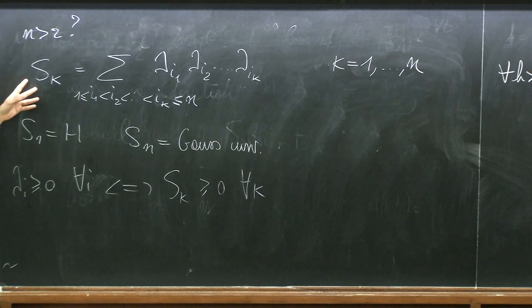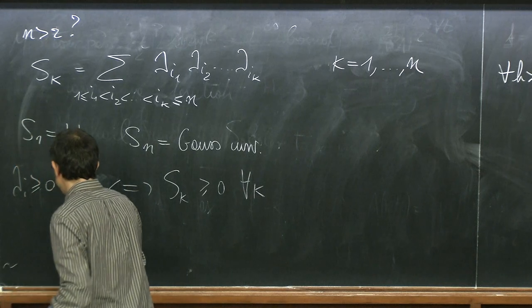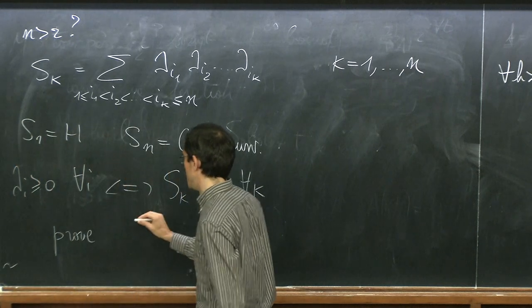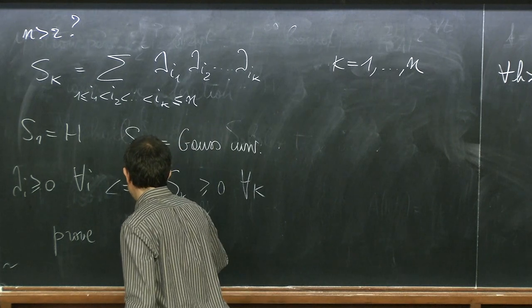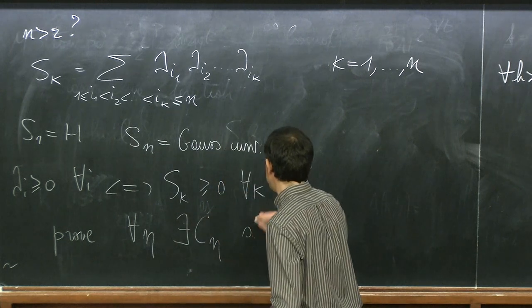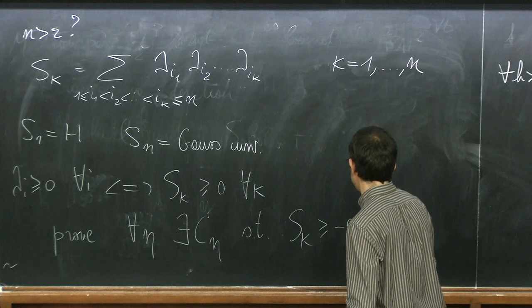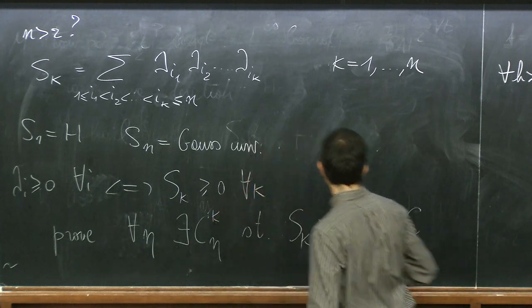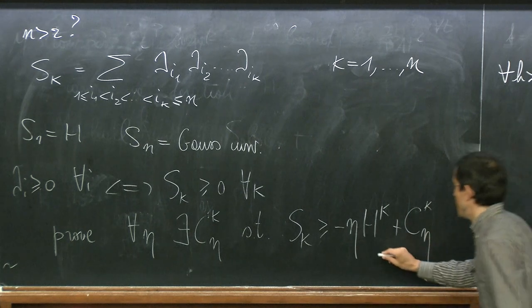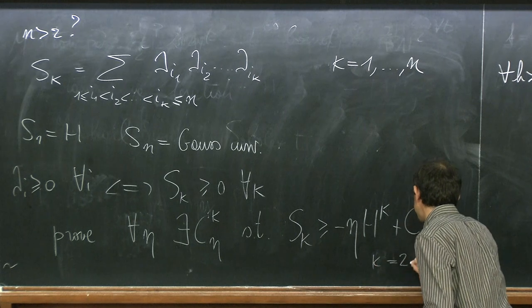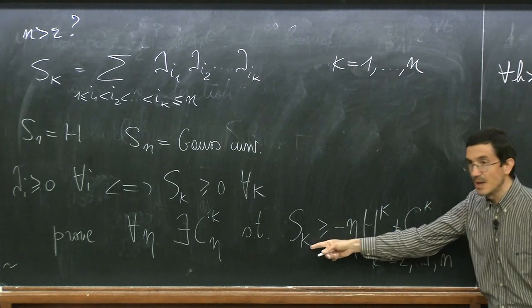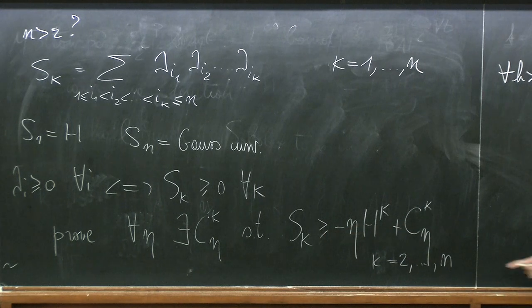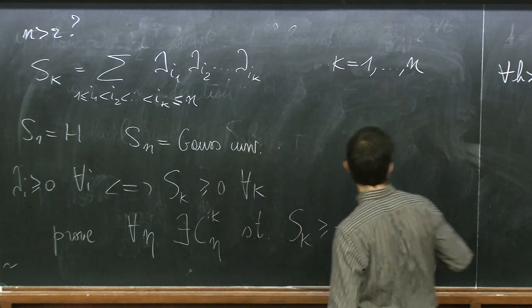So to prove the convexity estimate for general n, we want to prove that for every eta, there exists a C_eta such that Sk is greater than this quantity, minus C_k,eta. For k equal to 1, S1 is the mean curvature, which is positive. We want to show that the other ones are not necessarily positive, but satisfy an estimate like this from below. And we do this by induction.